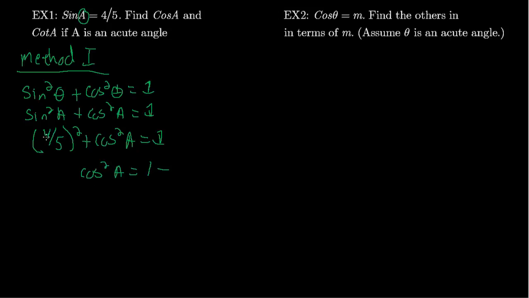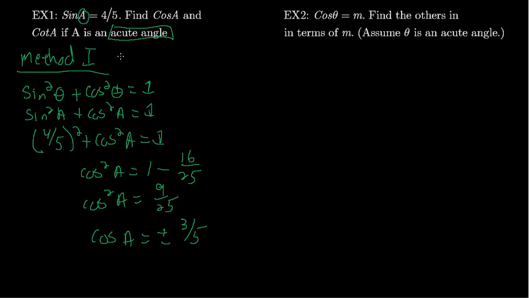Solving for cosine squared a gives me 1 minus 4 squared is 16, 5 squared is 25. Cosine squared a equals 25 25ths minus 16 25ths is 9 25ths, which gives us cosine a equals plus or minus the square root of both of those, 3/5. Since I was told that a is an acute angle, that means that my angle, if drawn on a unit circle, would be in quadrant 1, so I'm going to keep only the positive version and get rid of the negative version.